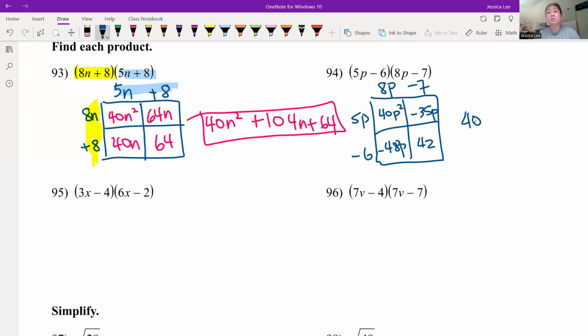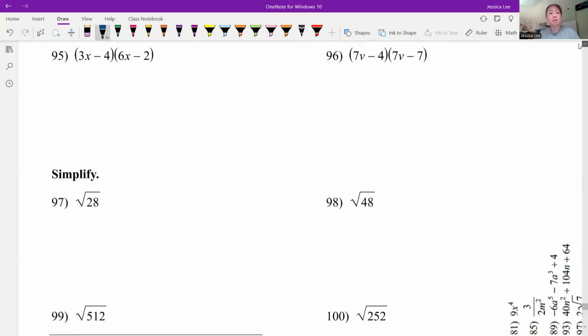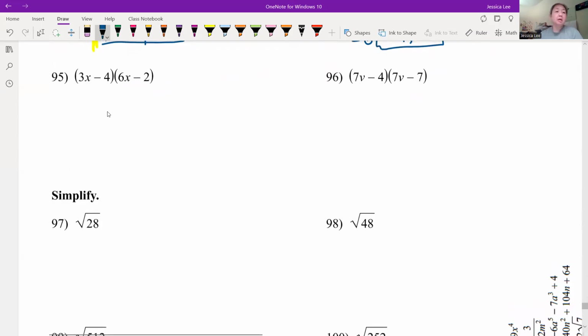And we're going to write our answer diagonal. So this is going to be negative 83p plus 42. Done. All right, and so, okay, there we go. Again, we're going to do the same.